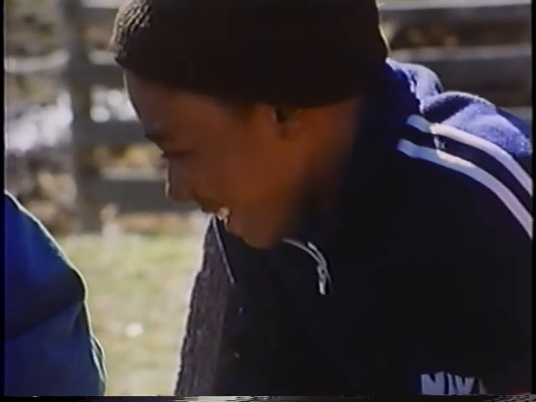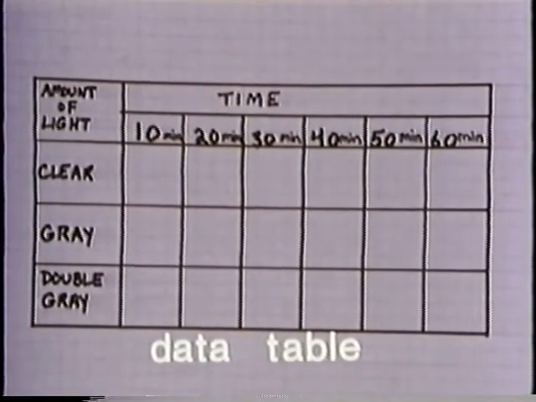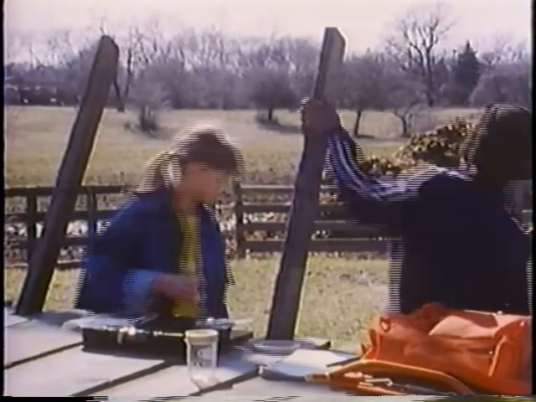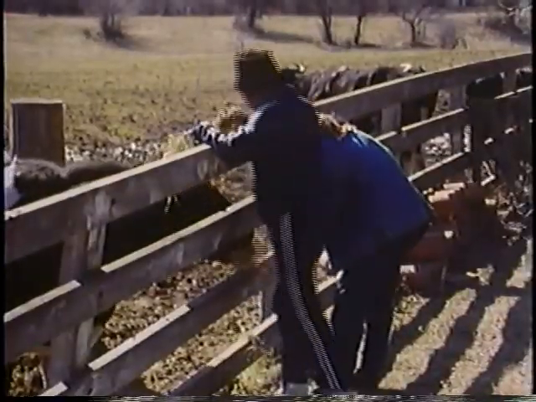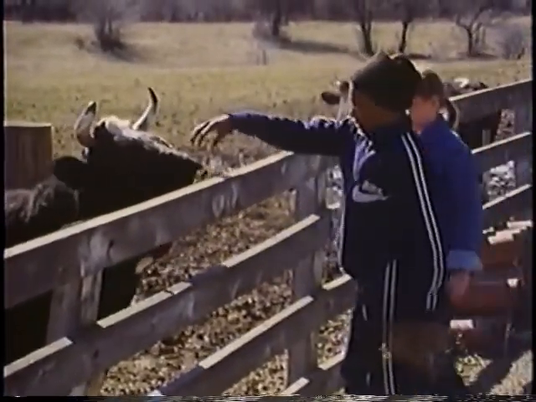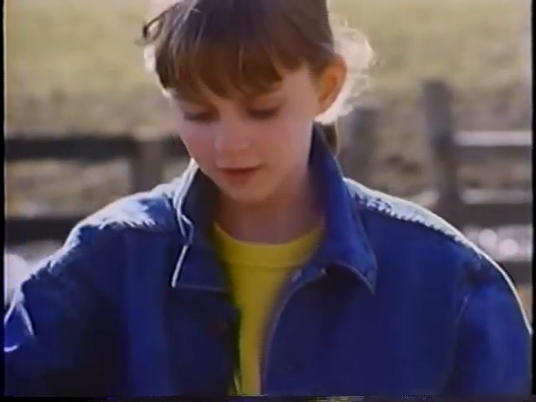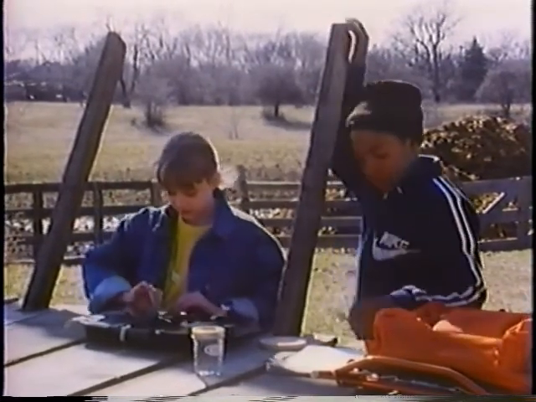Nathan will record the data. He will use a data table. A data table organizes information efficiently. After 10 minutes, Becky counts the sow bugs in the experimental pan and in the control pan.